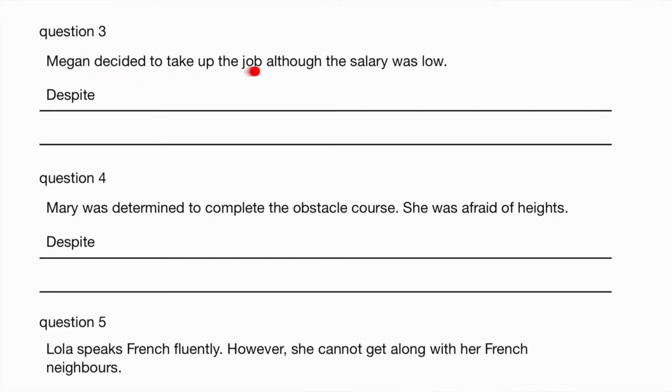Megan decided to take up the job although the salary was low. So despite the low salary, Megan decided to take up the job. Alternatively, despite the fact that the salary was low, Megan decided to take up the job.